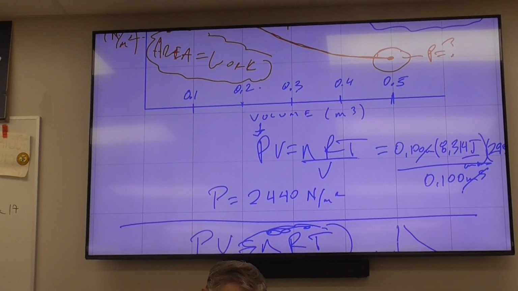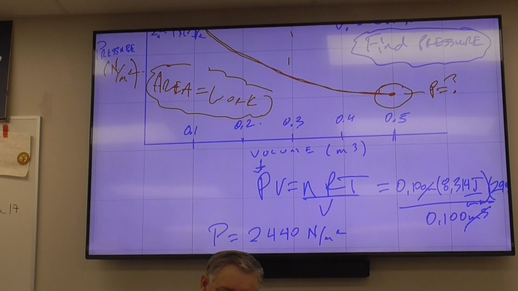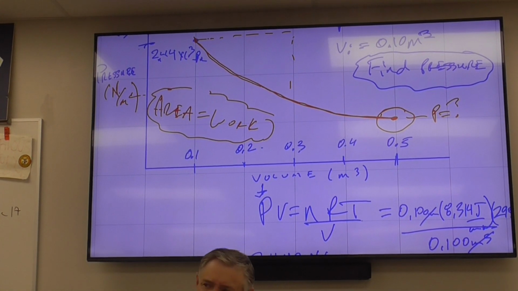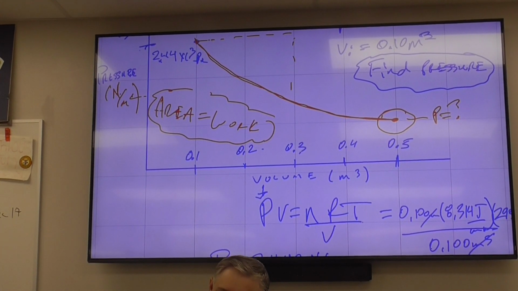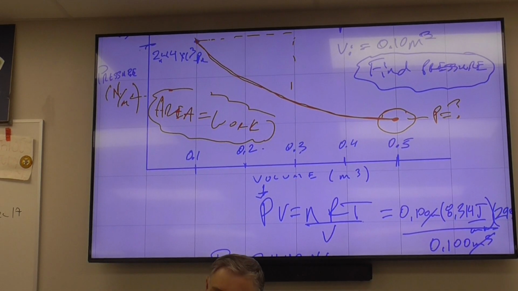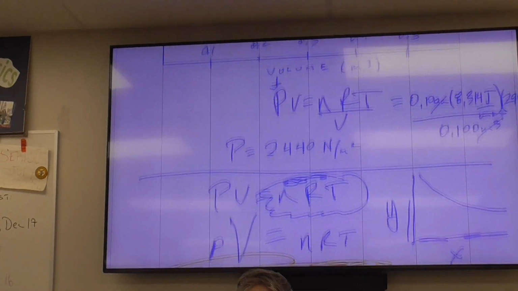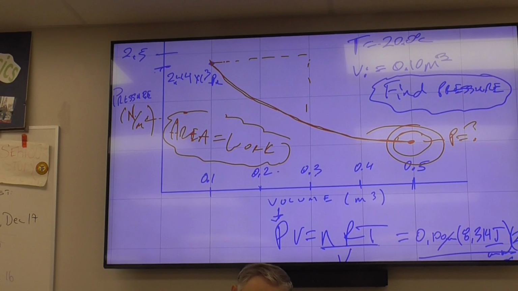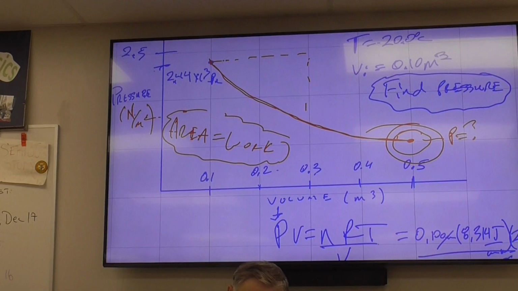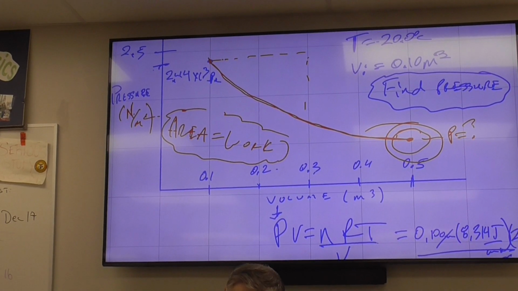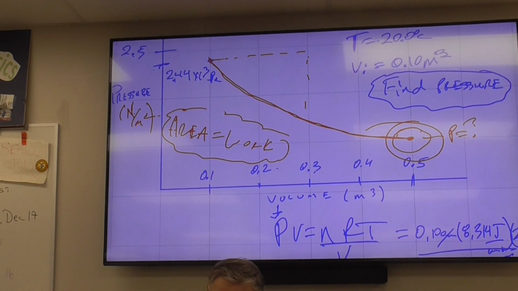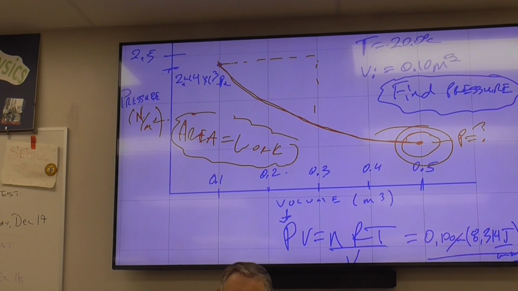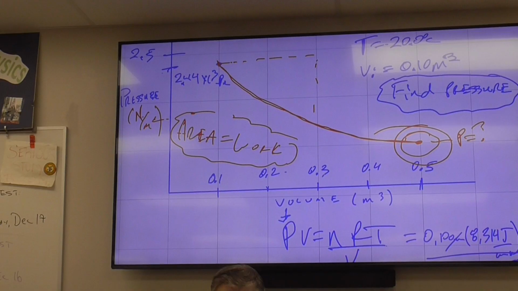Okay. All right. So here's the whole key to this. What am I holding constant? Temperature. Okay, the nRT part. Isothermal. So when you find this new pressure, it has to be less than the 2.44 times 10 to the third, right? So it's just like we took this and we pulled this out, okay?